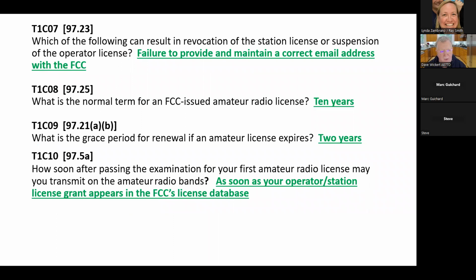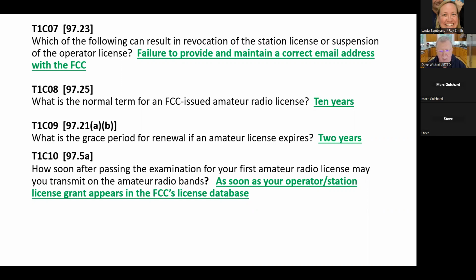So C07 is just the reverse of the other one. So you have to have a valid email address. Current, how long is an amateur radio license good for? It's good for 10 years. What's the grace period if you have the radio license expire? You have 2 years to renew it, and then you can get your call sign and your old license class back. If you go beyond the grace period, then you have to retest to be able to get your license back and your old call sign back.